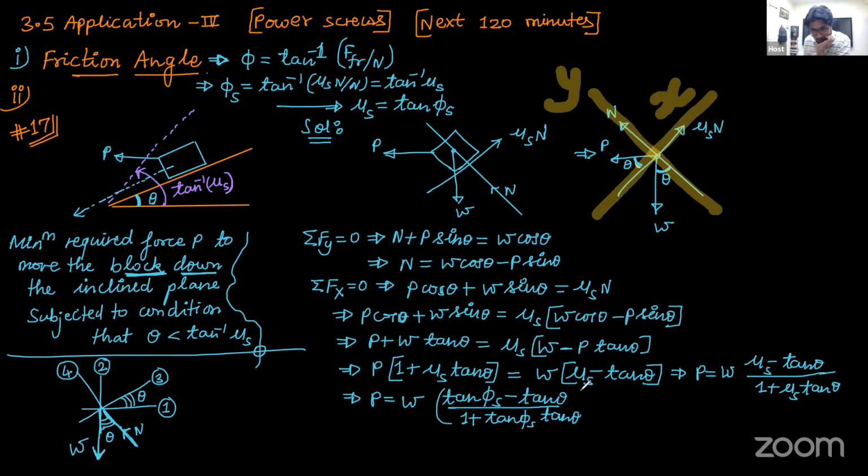If you already know, great, appreciate yourself. And if you don't know, from today: tan A minus tan B upon 1 plus tan A tan B is the formula of tan of A minus B.